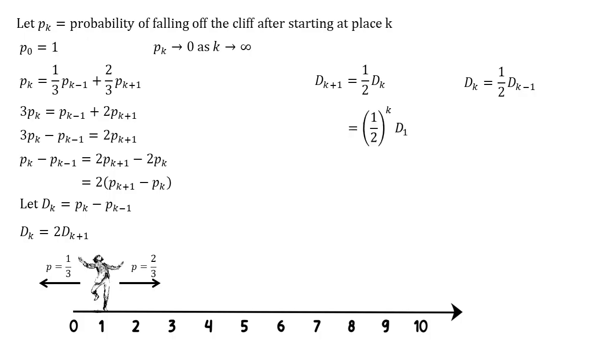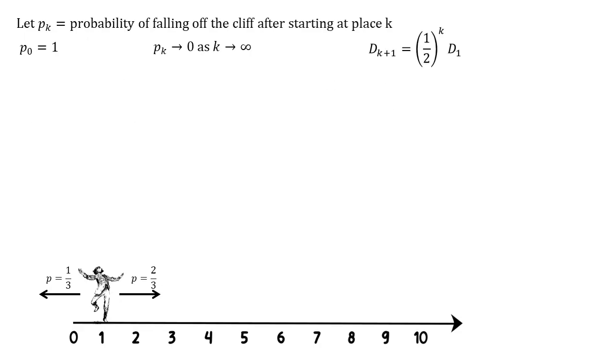So to get down to d1, we can take out a further k minus 1 halves. Right? So just for each dk, we're taking out 1/2 and lowering the k. So dk plus 1, by following this through to the end, must equal 1/2 to the power of k times d1. Now we've got our formula for dk plus 1, and we know what p0 is.